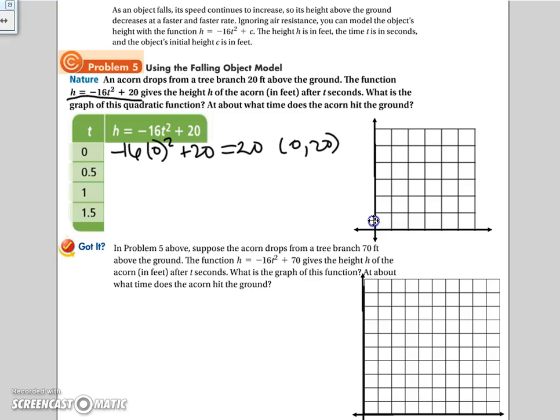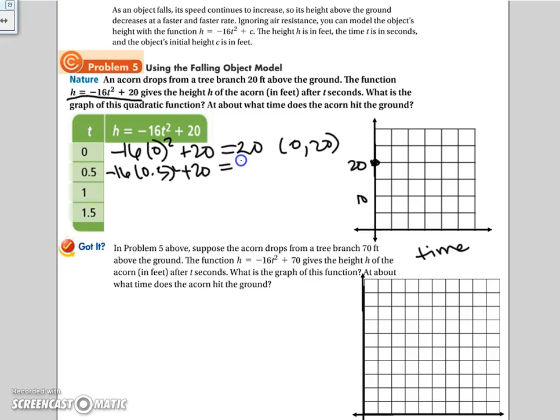So I'm going to count by 5s here. So 5, 10, 15, 20. So my graph will be starting right here at 0, 20. Notice that we only have the first quadrant here, as we are talking real world. So the acorn, when it falls from the tree, is not going to go below the ground. So this y-axis is representing the height of our acorn, and the x-axis is representing the time. So we are not going to have negative time. Okay, so I can continue plugging in my values here.